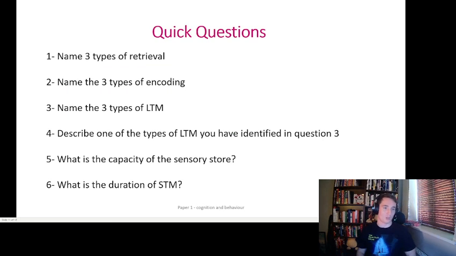Now I'll leave some quick questions for you. You can pause the video and have a go at some of these quick questions for your GCSE. Three types of retrieval that we looked at last lesson, what were they? Name three types of encoding. Three types of long-term memory that we also looked at. And describe one of the long-term memories that you wrote about. What is the capacity for the sensory store? What's the duration of short-term memory that we looked at this time?